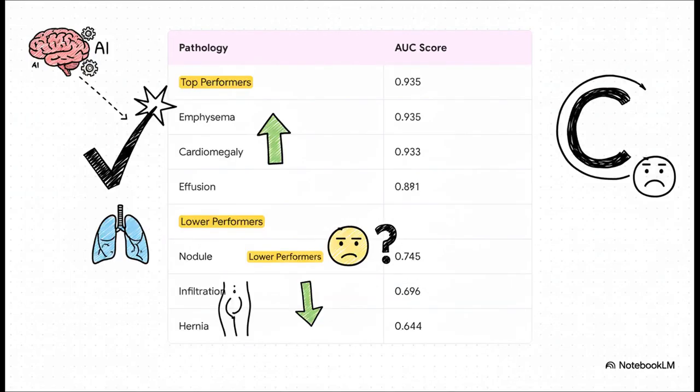So how did our AI actually do? Well, here's the thing. Its performance is all over the map. It's a top performer, an absolute rock star for conditions like emphysema with a super impressive score of 0.935. But then you look at hernia, 0.644. That's barely a passing grade.